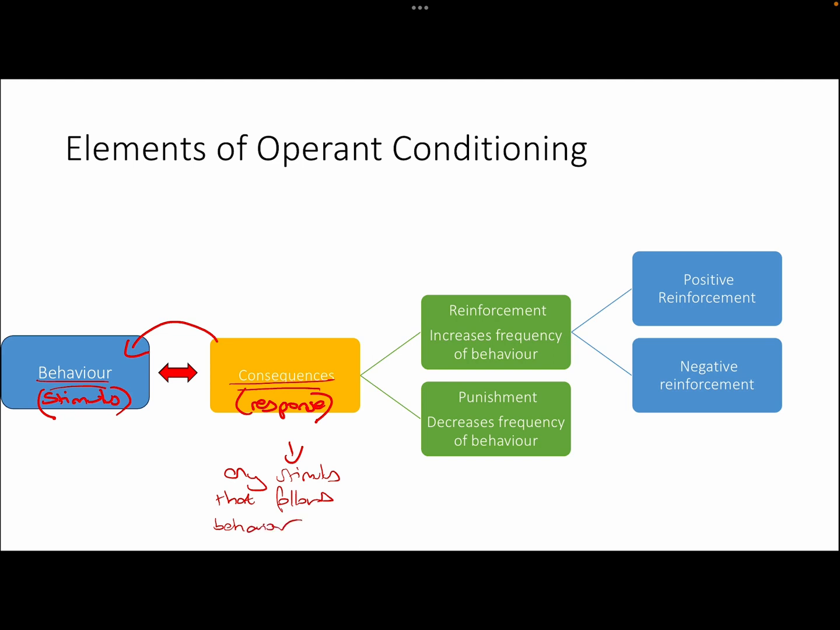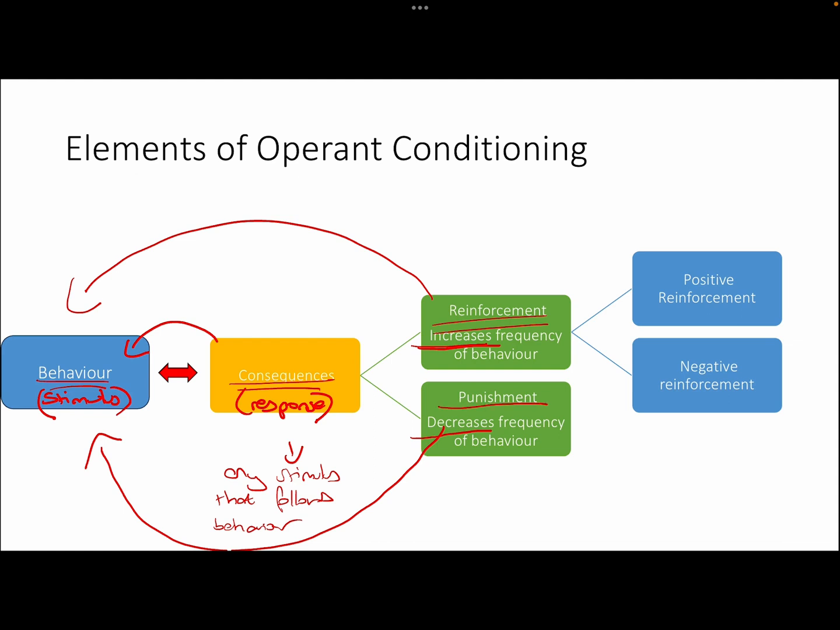And depending on the nature of that stimulus, either it increases the frequency of that behaviour occurring, or it decreases the likelihood of that behaviour being repeated. So if a consequence increases the frequency of behaviour, we refer to it as a reinforcer or reinforcement. Reinforcement increases the frequency of behaviour. But if the consequence decreases the frequency of that behaviour, then we refer to this as punishment.